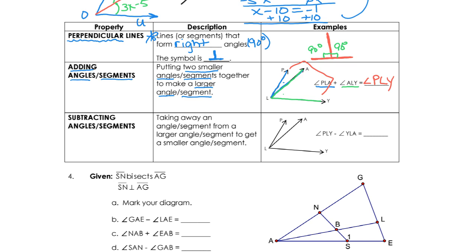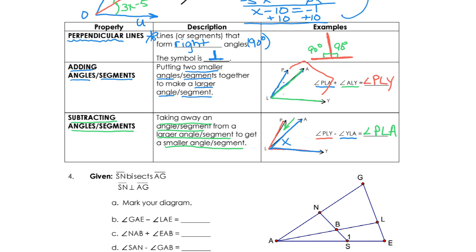Okay. Same thing with subtraction. It goes the other way. You're going to subtract angles or segments. You're going to take away an angle or segment from a larger angle or segment to get a smaller angle or segment. So in this one, they're asking you to do angle PLY, which is the large angle. And they're going to ask you to subtract or take away angle YLA. Angle YLA is this one. And when you take that away, we're going to have this one left, which is angle PLA.